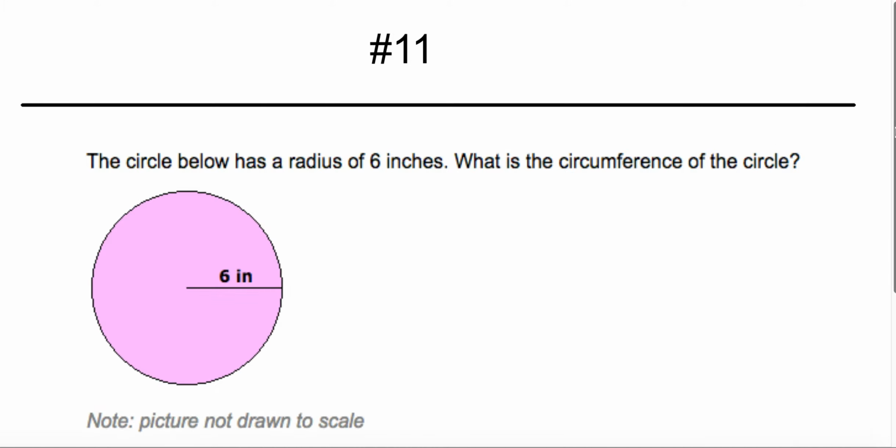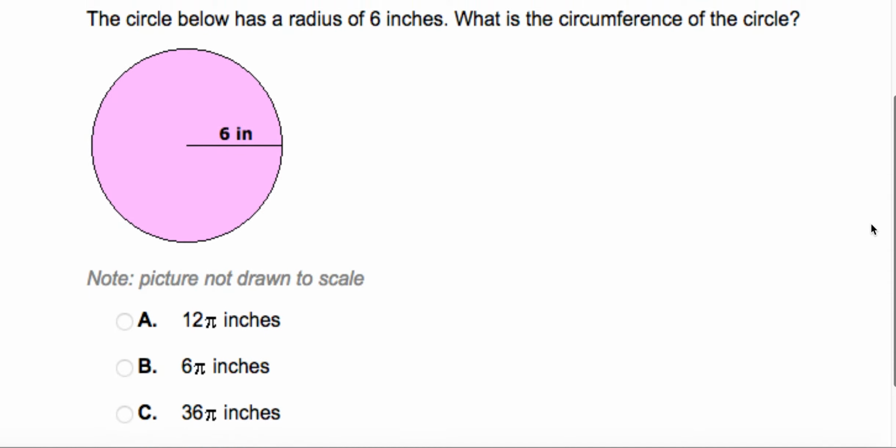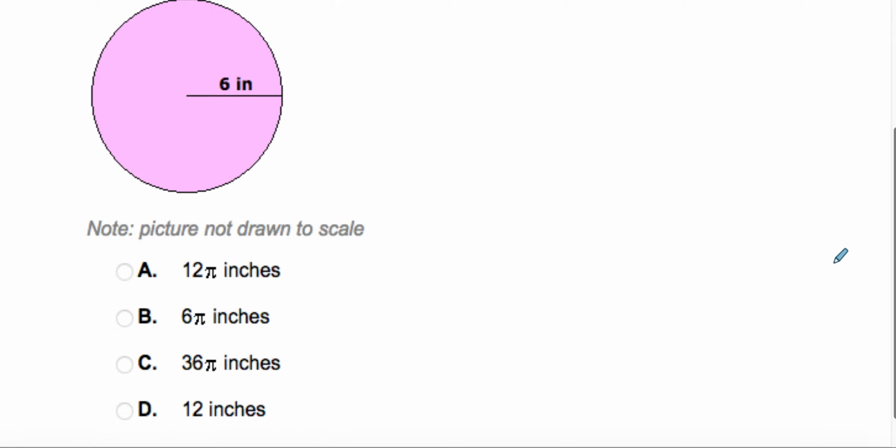The answer to number 11, I'm going to give you in just a minute. So the radius is 6. You have to find the circumference. You are looking for the circumference of this problem. And the circumference is A. Remember, circumference is just the diameter times pi. So if the radius is 6, you double it.